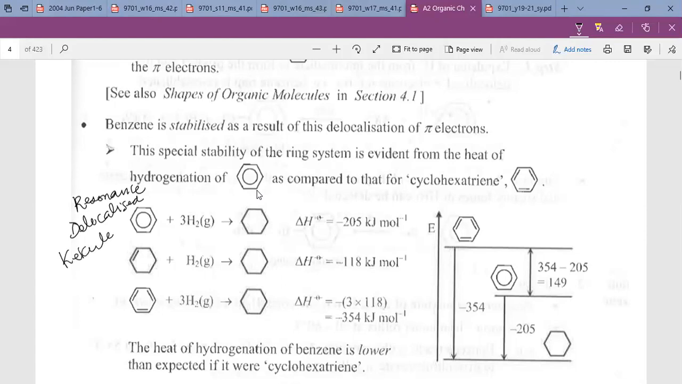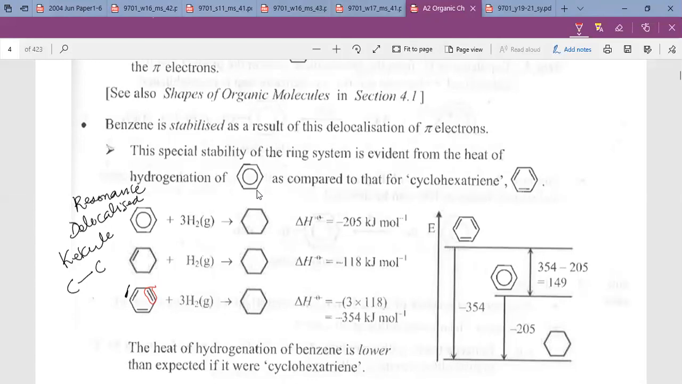Kekulé is the guy I told you about, with this ring structure, which means in this structure all the bonds, the CH bond and the CC bond, are of similar length. With sp2 hybridization, there should be a double bond here, here and here. The double bonds should be stronger and shorter. It's found not to be true, but let's say we assume this is the structure.